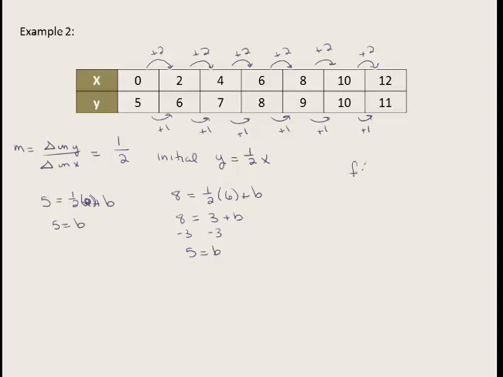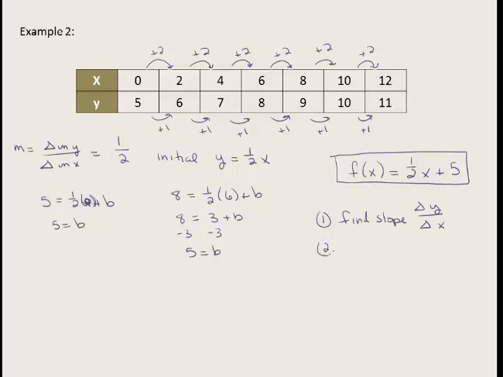I'm going to go ahead and go straight into function notation here. I get 1 half x plus 5. Okay, so this is how you determine the rule for the function. Step 1, find the slope doing the change in y over the change in x. And then step 2, find b. And we're using that format y equals mx plus b.